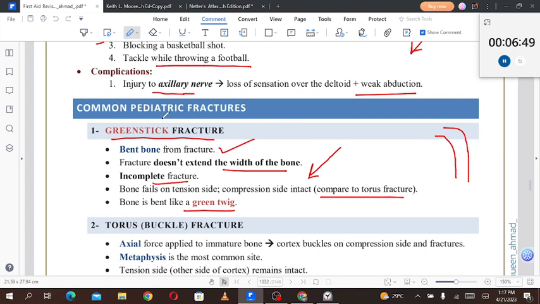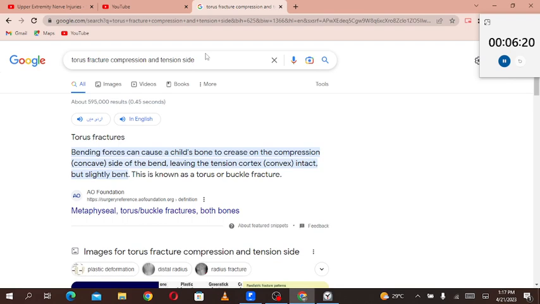So in the case of a green stick fracture, the compression side is intact, but there is rupture or failure from here. The bone is fractured from here, and it looks something like a green stick. Because when you bend a green stick, the compression side, the side that is being curved, remains intact, but the green stick fails on the extended side.